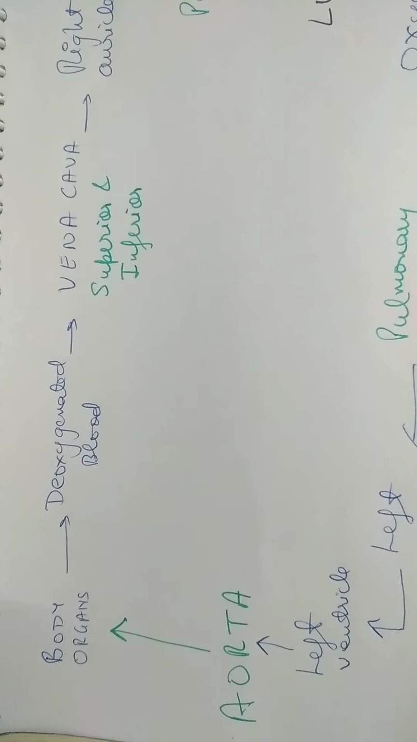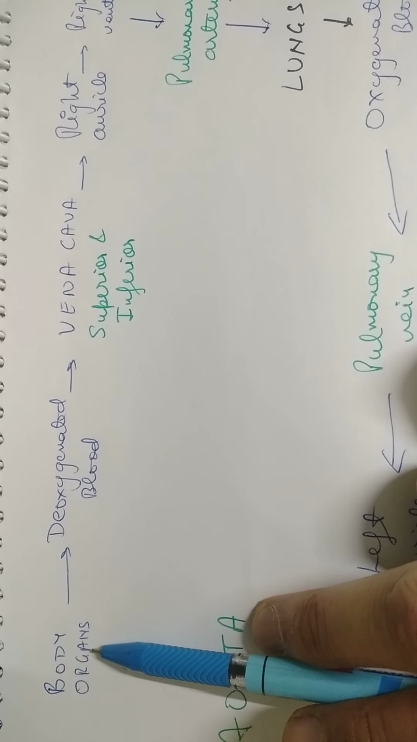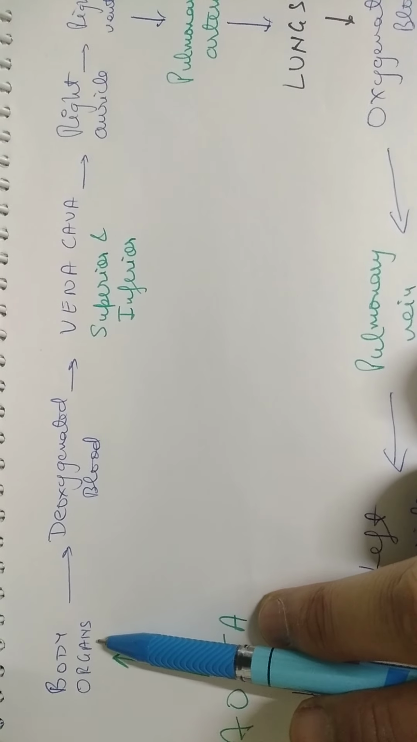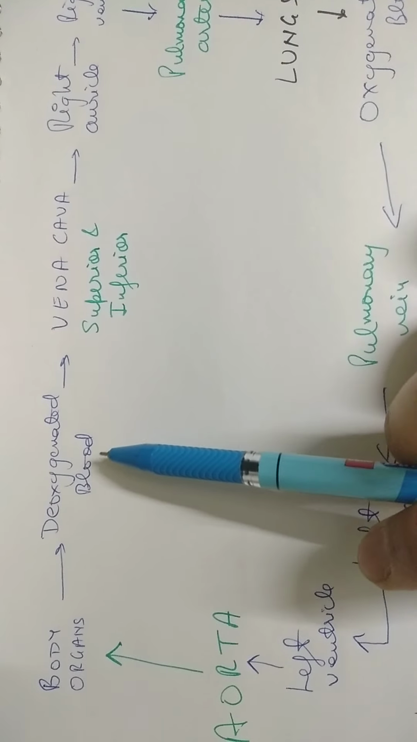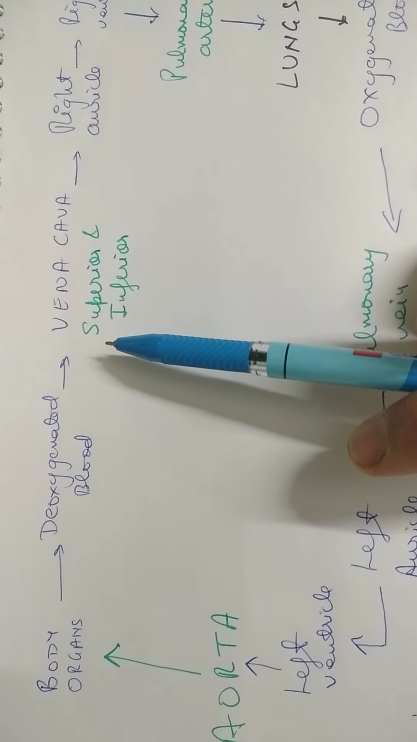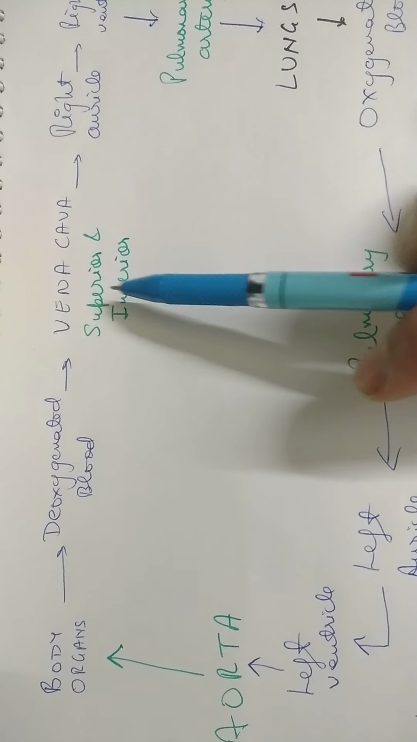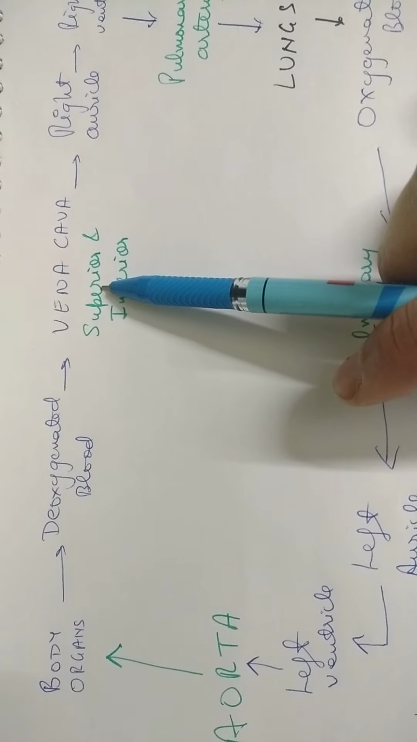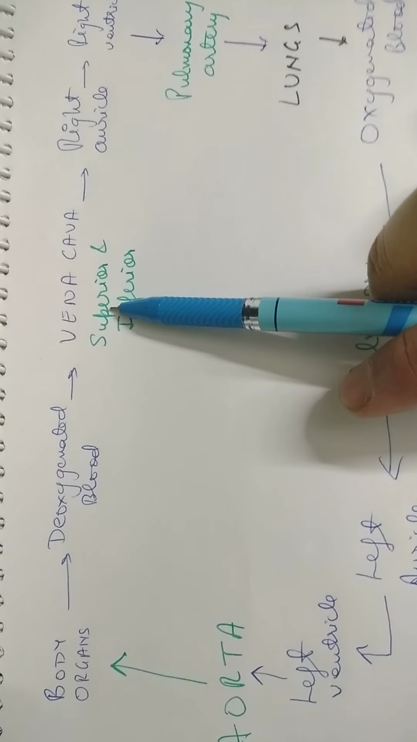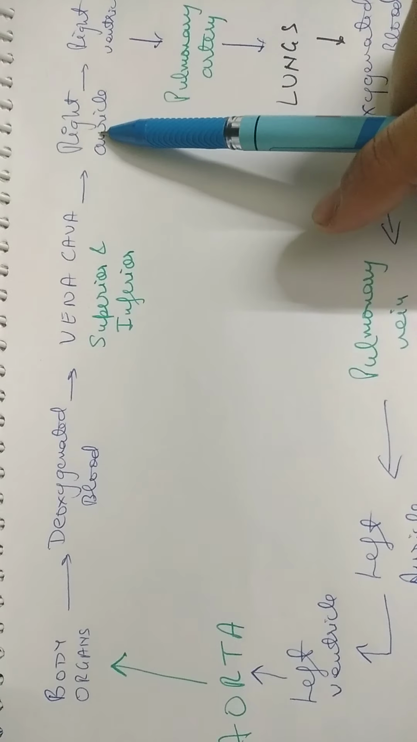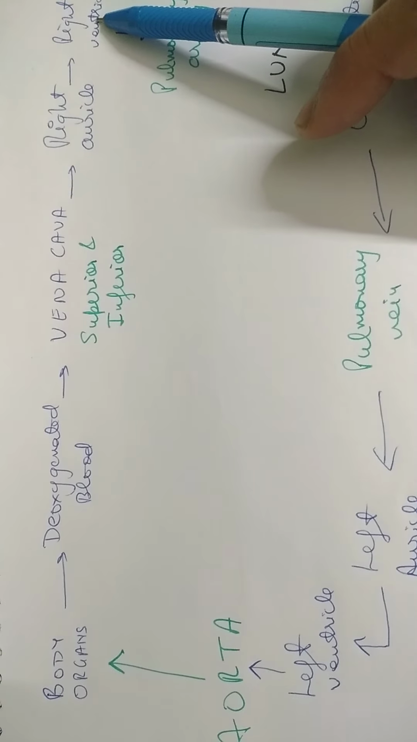So the circulation of the blood goes like this. Body organs, when there is respiration, the oxygen is used and CO2 is released. So this is deoxygenated blood. This is collected by two veins, which are the very big veins, known as superior and inferior vena cava. Superior is above the heart and inferior is below the heart. They pump the deoxygenated blood into the right auricle. The right auricle pumps the blood into the right ventricle.